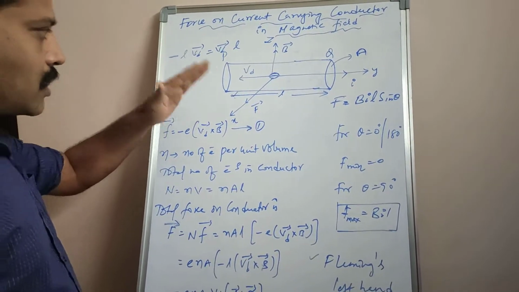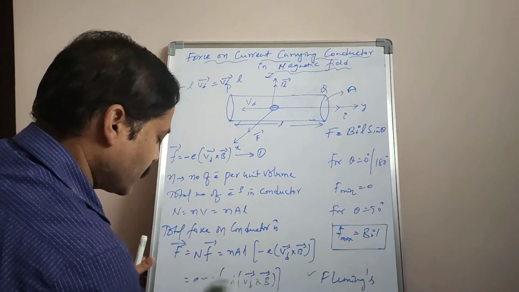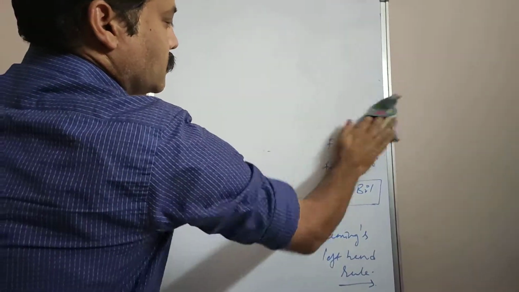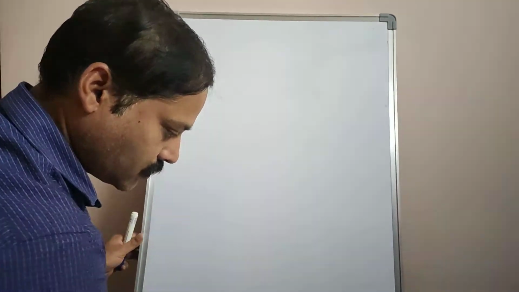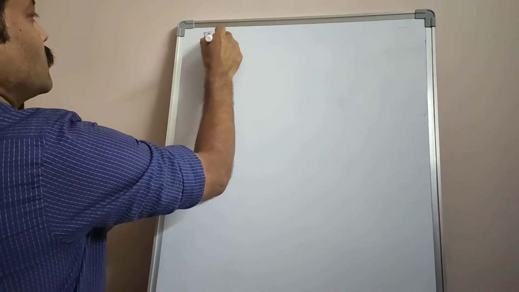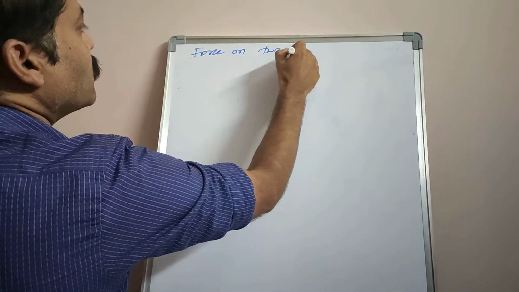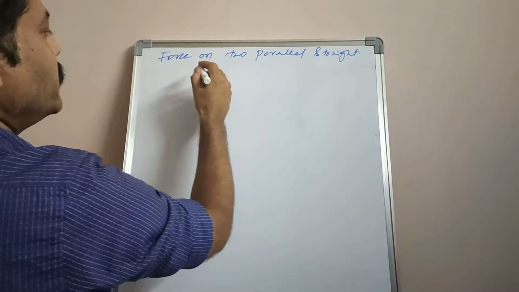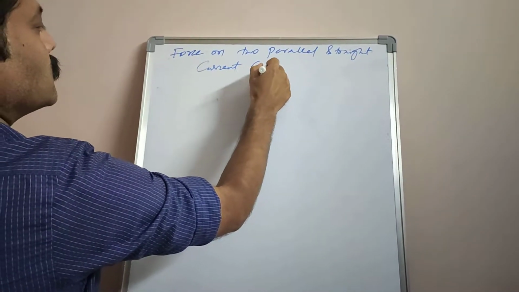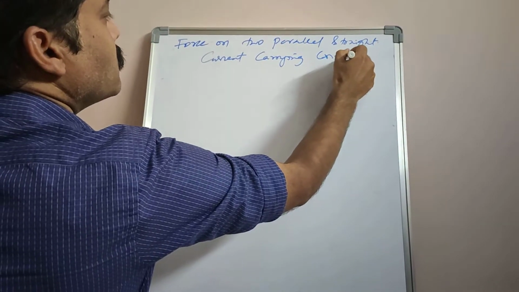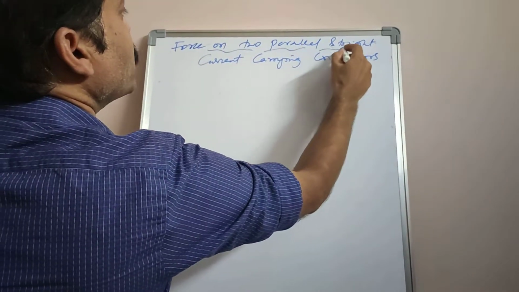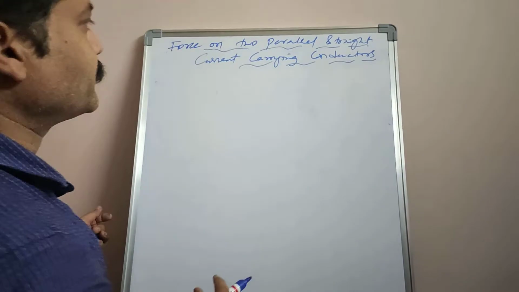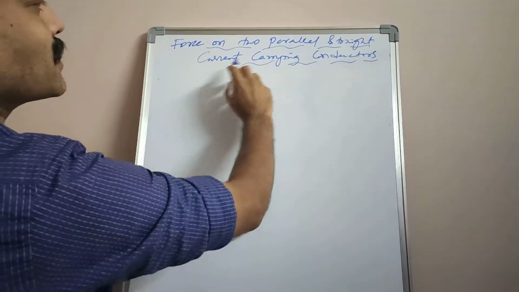Okay. Now the next topic is force acting on two parallel straight current carrying conductors. Okay, so this is for a 5 mark question. So derive the expression for force on two parallel straight conductors carrying currents. Okay, so force on two parallel straight current carrying conductors.